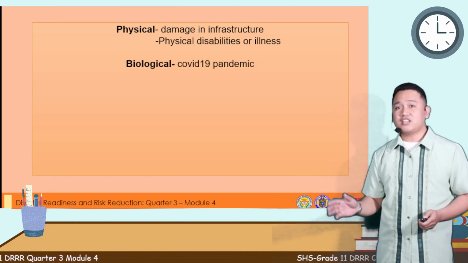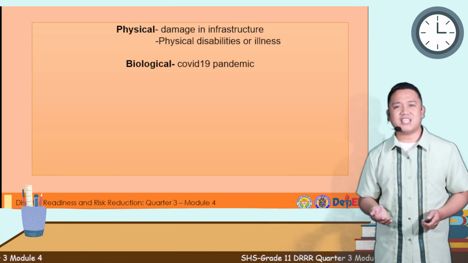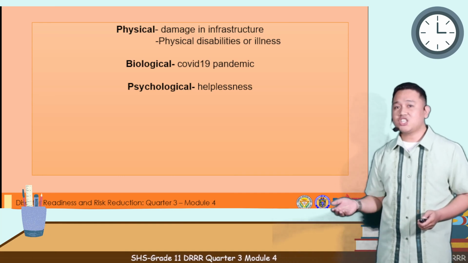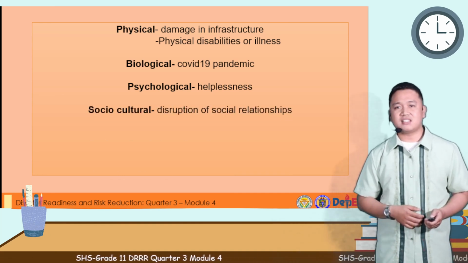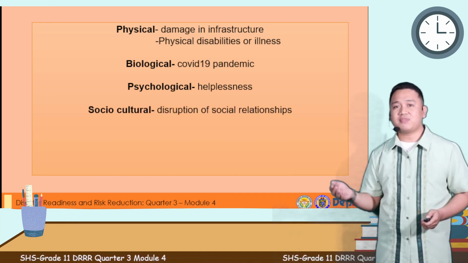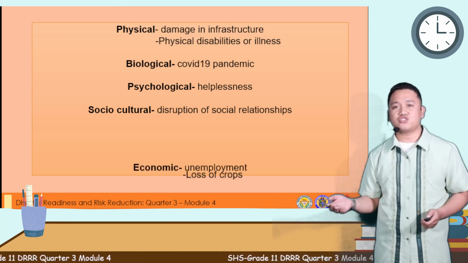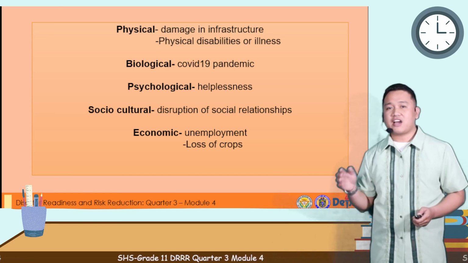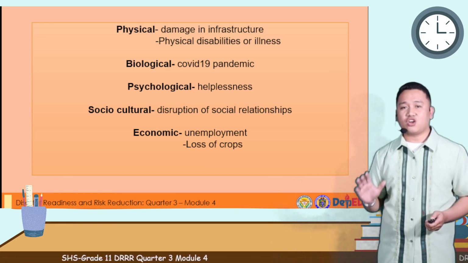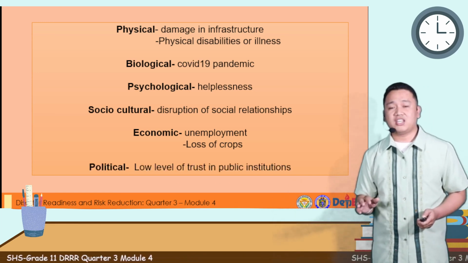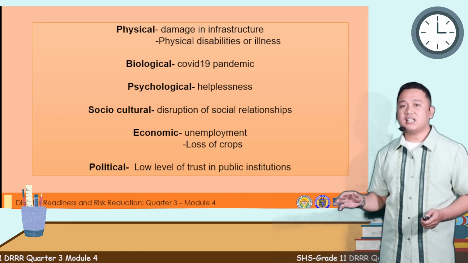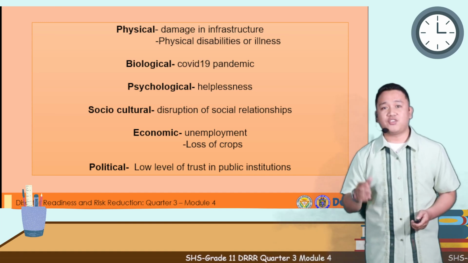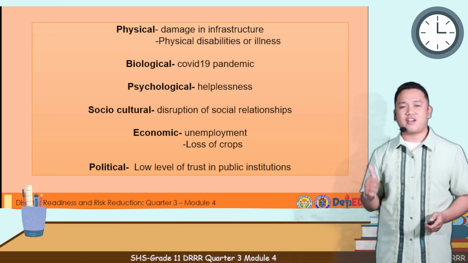For biological, we have the COVID-19 pandemic that we are experiencing. To psychological, helplessness. To social-cultural, we have disruption of social relationships. We have the economic, you have there the unemployment and loss of crops. And if we speak about political, the low level of trust in public institutions. If you got it right, then you are very good learners.